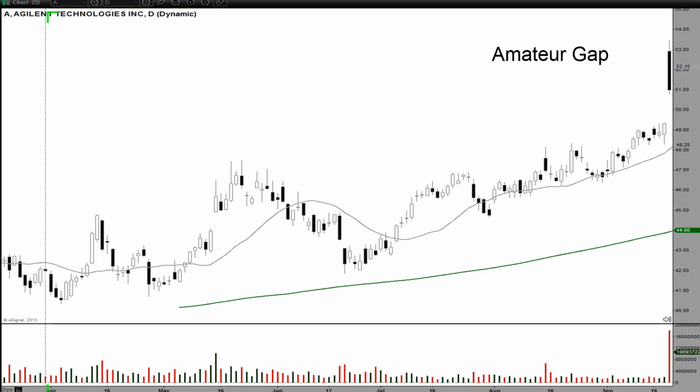Okay? And I'll show you. So here's Agilent. Remember I said in the beginning, what's a good way to determine if it's an amateur gap or not? Well, this would be an example of it.